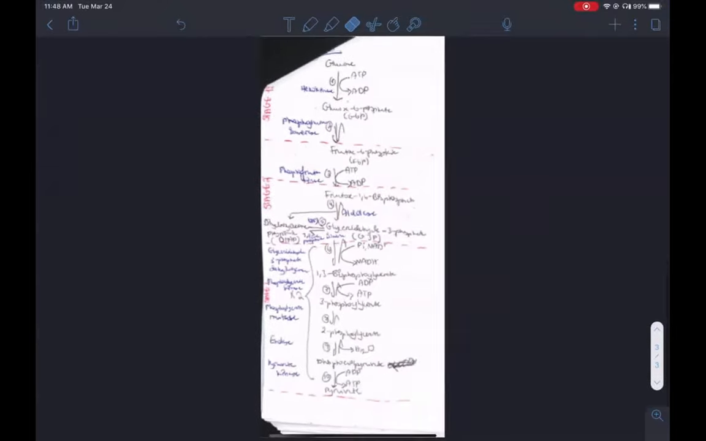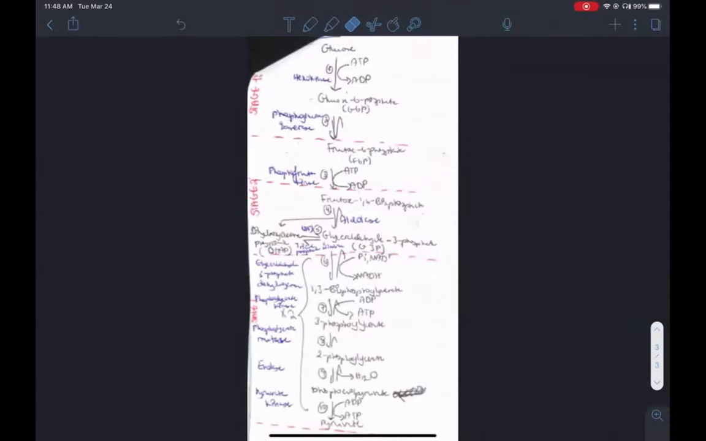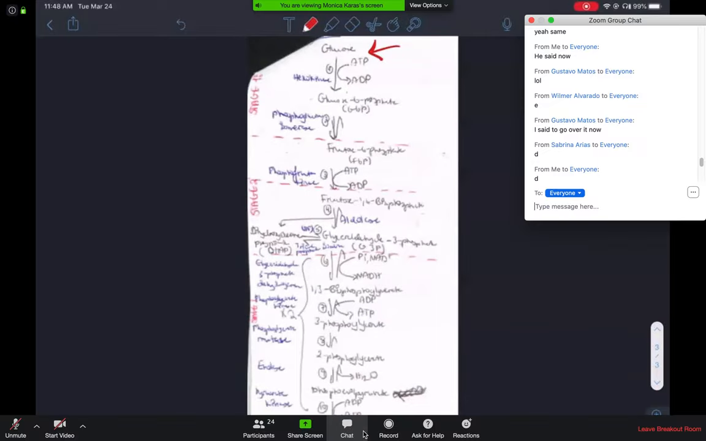So can you guys see this pathway here? This is pretty much my own notes for glycolysis, a very crude one. I put the structures in another place. But what I was trying to show you guys is, this is where glucose starts, right? If you notice, it used up one ATP here, another ATP here, right?